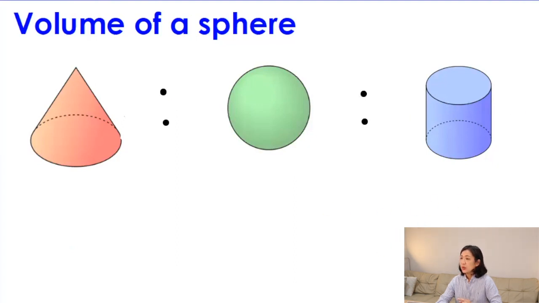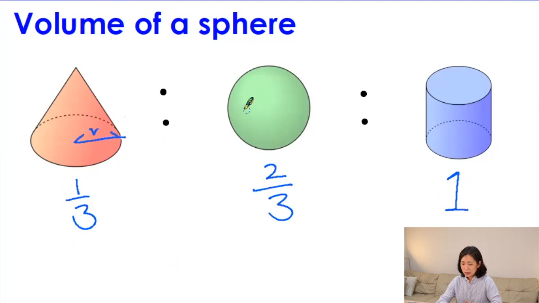We already know that the cone is 1/3 of the cylinder. That's what we've been talking about in the previous lesson, right? So let's say the cylinder is 1, then the cone is 1/3. Then how about the sphere? We noticed the sphere is bigger than the cone and smaller than the cylinder. Then I'm going to say it's 2/3 of the volume of the cylinder. So look at this one. We've got a ratio of the cone and sphere and cylinder.